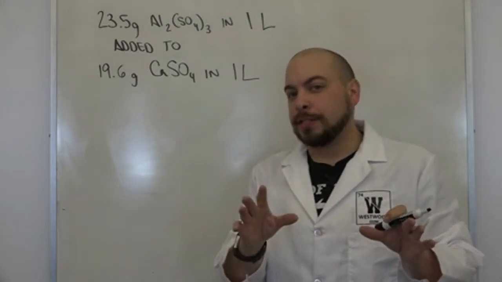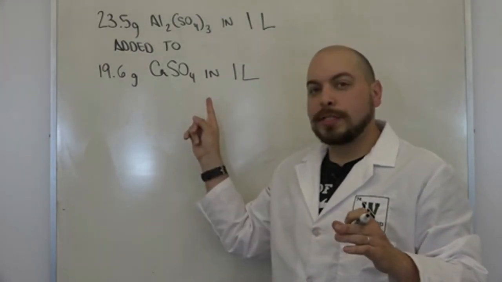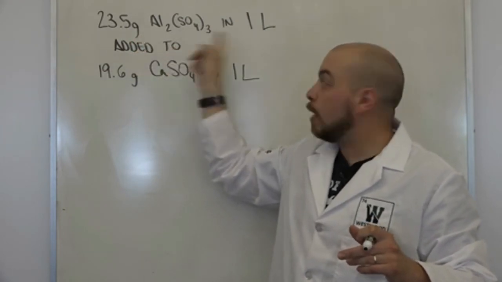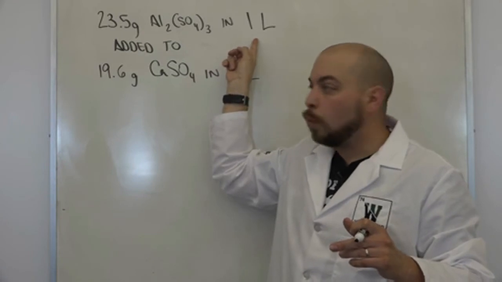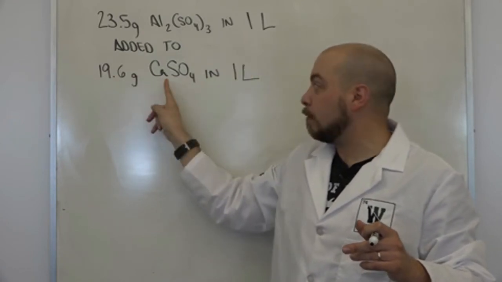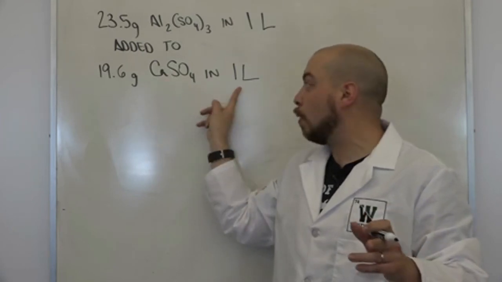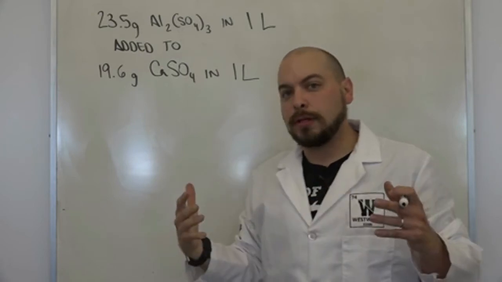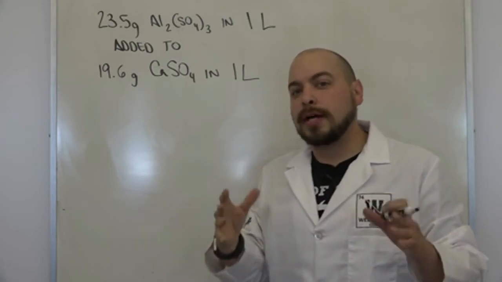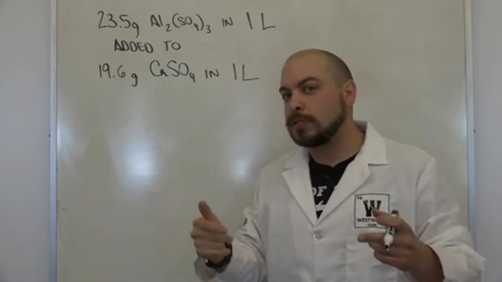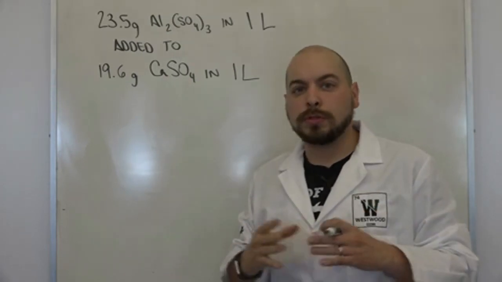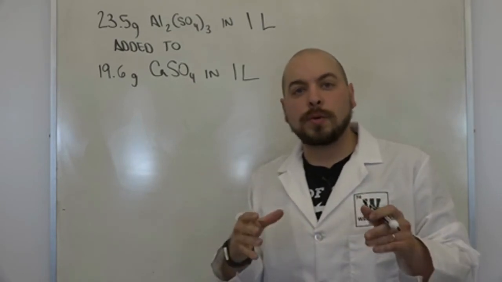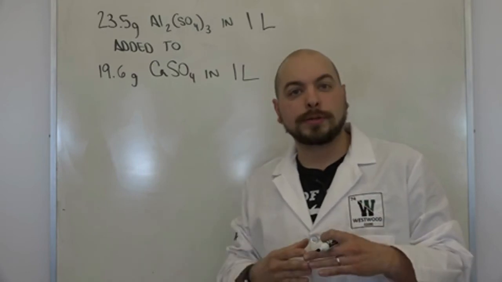So now I have a challenge problem for you. Here we have a situation where we're taking 23.5 grams of aluminum sulfate and we're dissolving that in 1 liter of solution. We also have 19.6 grams of calcium sulfate and dissolving that in 1 liter of solution. We are then combining the 2 solutions together. Your job is to find the concentration of every ion in solution once these 2 solutions are combined. Go ahead and pause the video, take a second to work through this, unpause it when you get an answer or if you get stuck, and we'll work through it together.